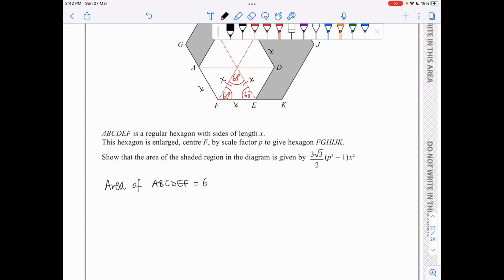The area of the triangle will be a half times x times sine 60. Now sine of 60 is root 3 over 2. So this is 6 times a half x squared root 3 over 2. The 2 with the 6 leave me a 3. So I get 3 root 3 x squared over 2. That's the area of the small hexagon.